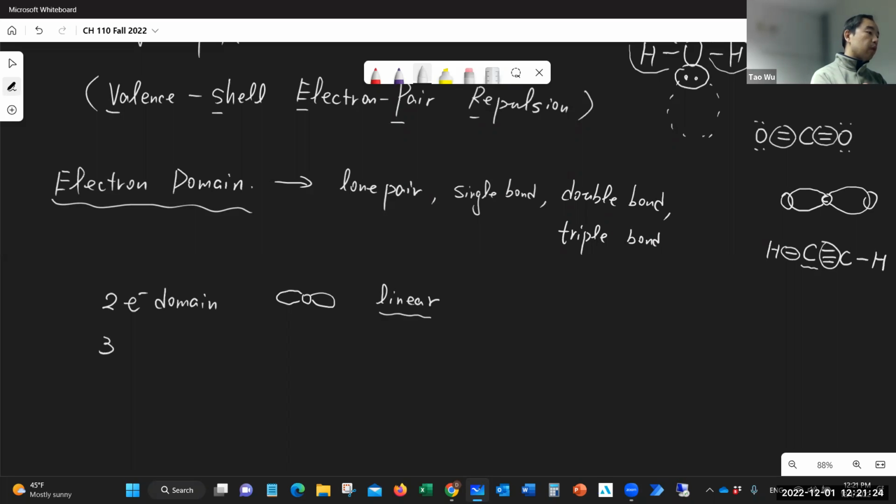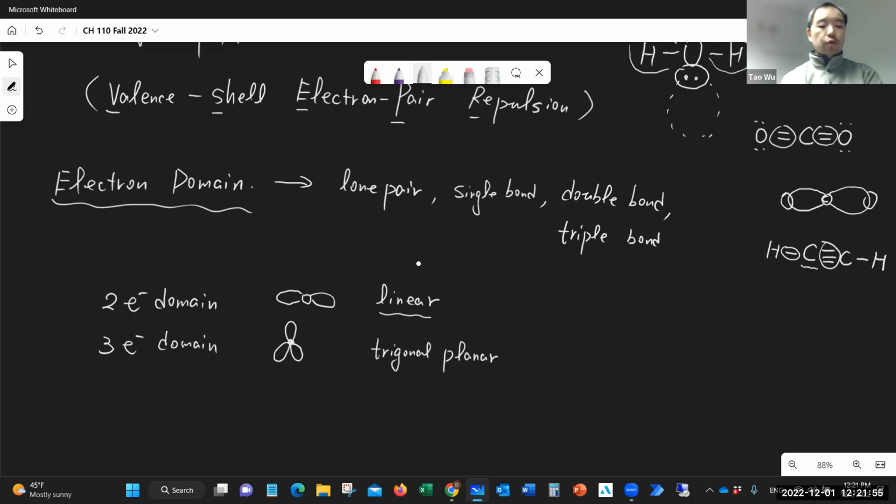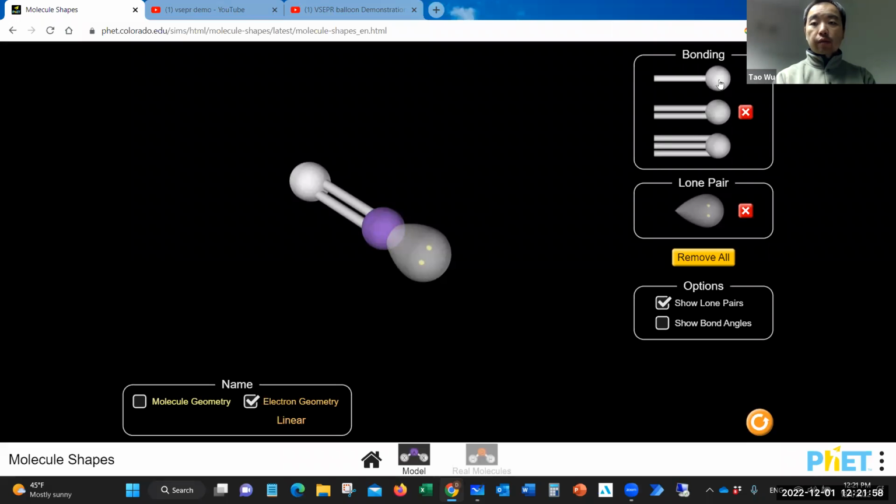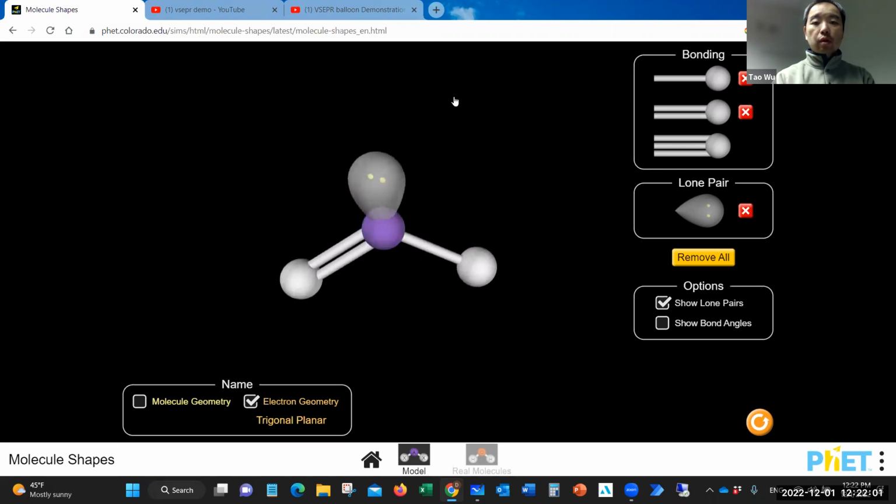And if you have 3 electron domains, then that's going to be a triangle over here. This is what we call trigonal planar. Okay, so 3 electron domains is just like this. If you have single bonds, you will see this is a trigonal planar. It's called a trigonal planar.